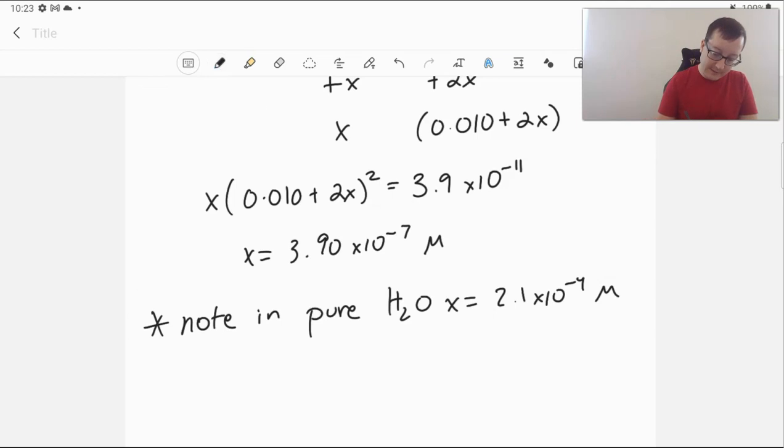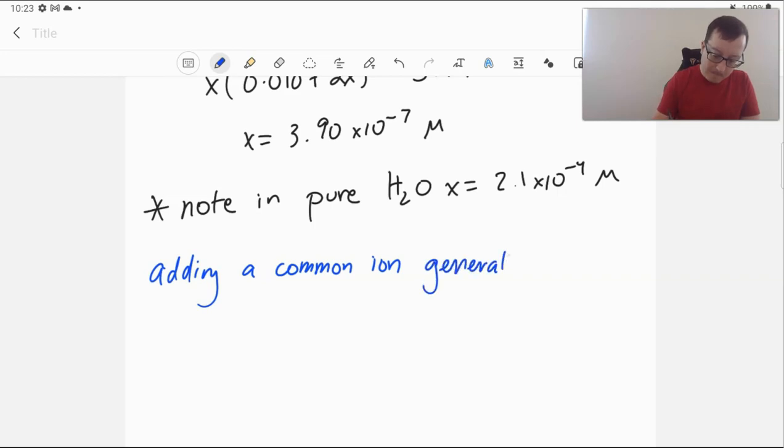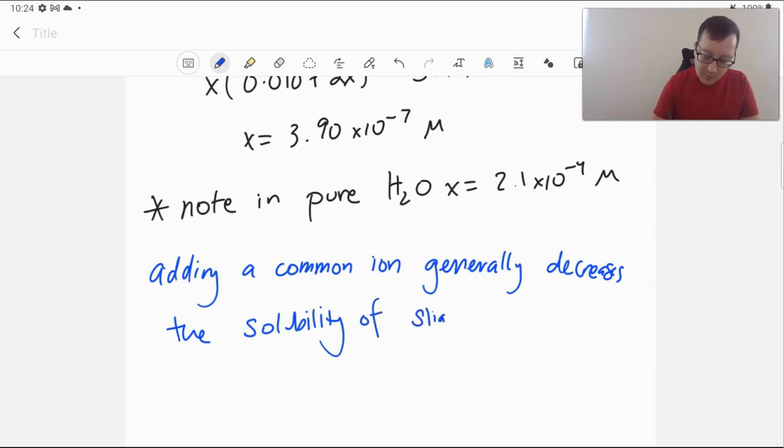So, suffice it to say, generally speaking, adding a common ion generally decreases the solubility of slightly soluble compounds.